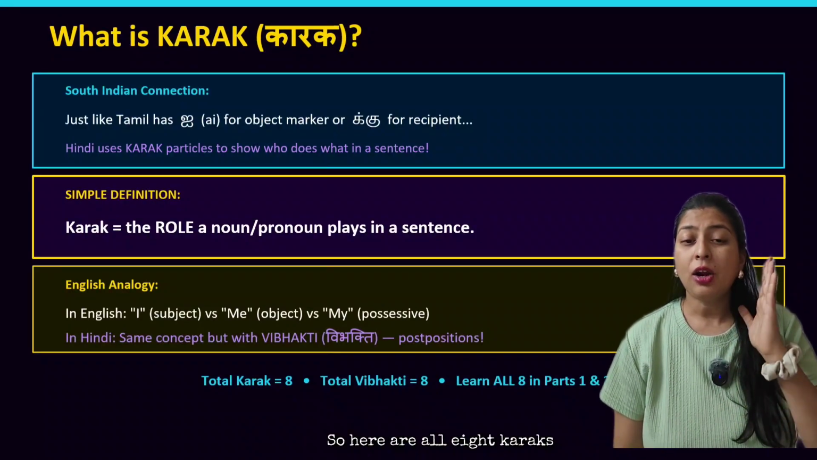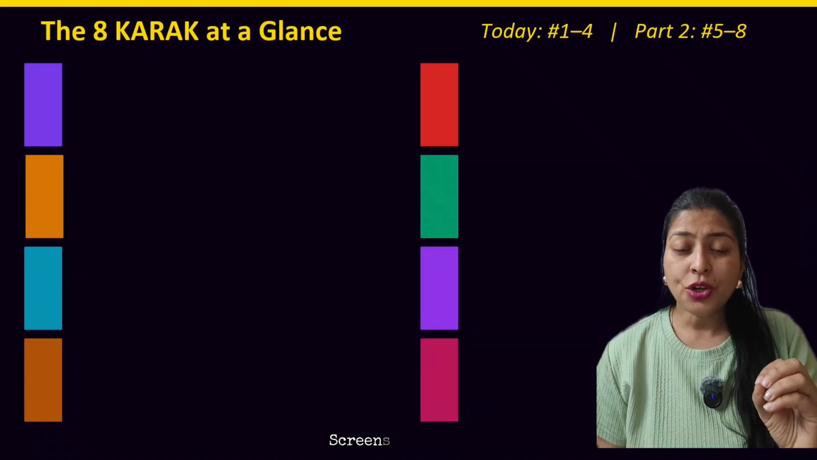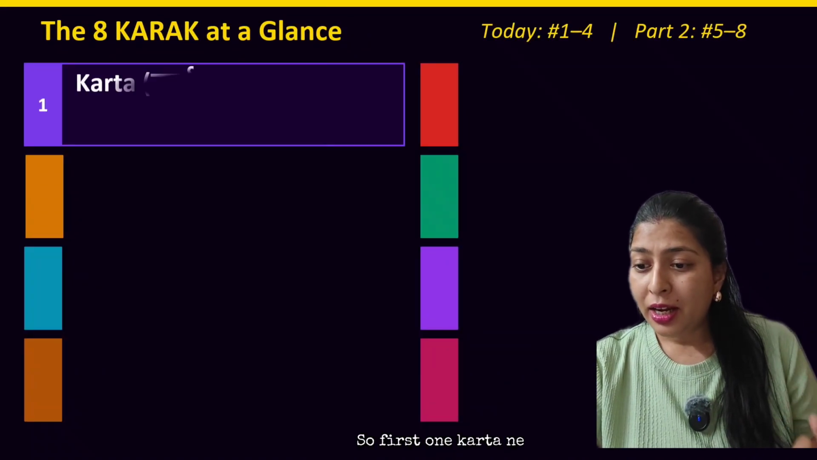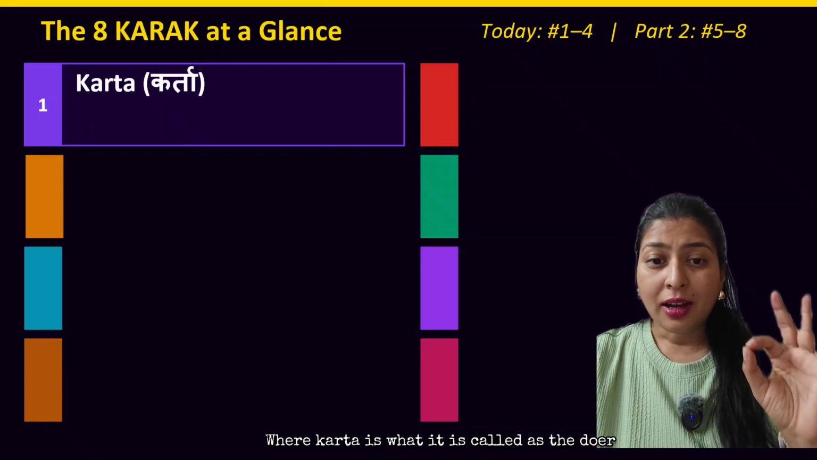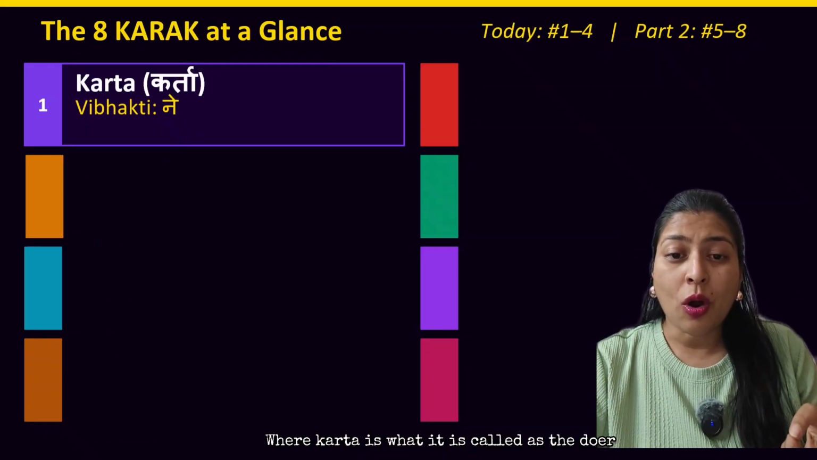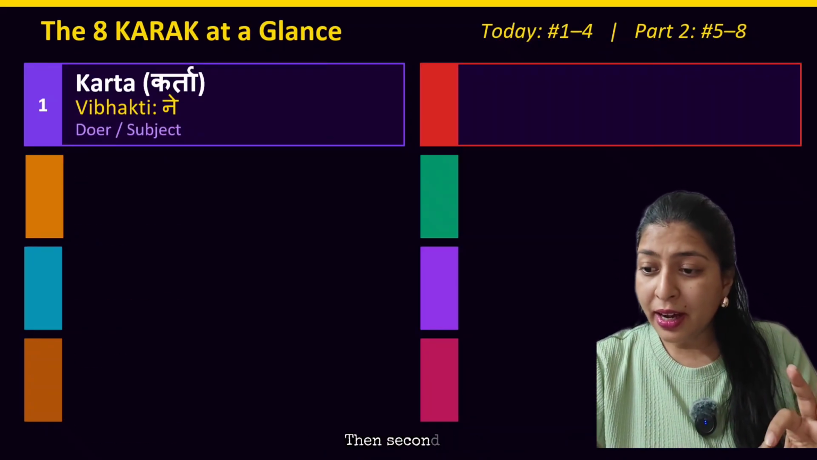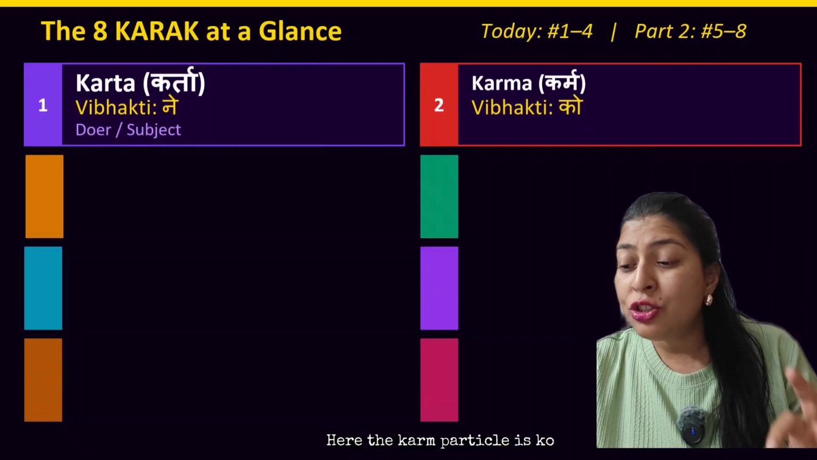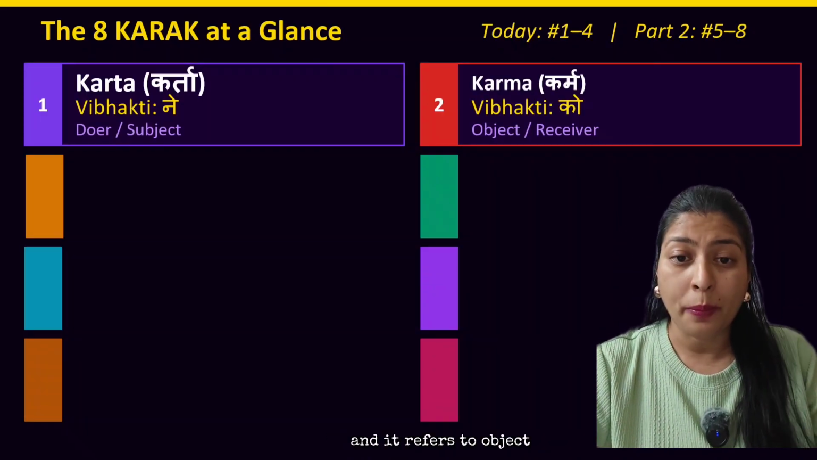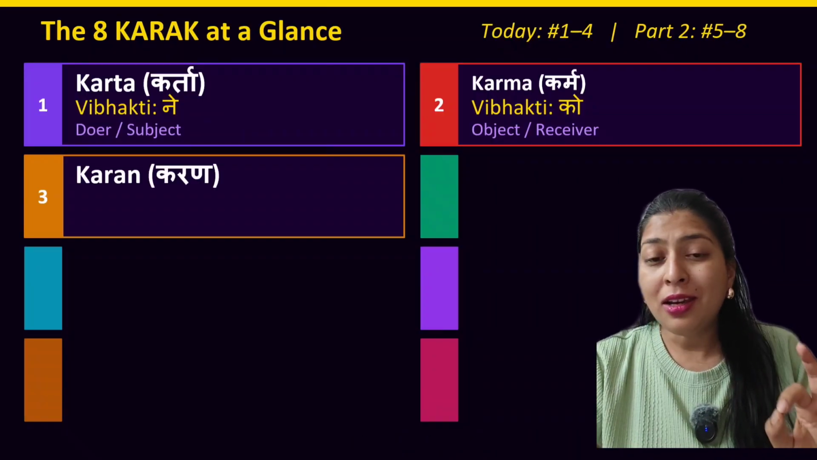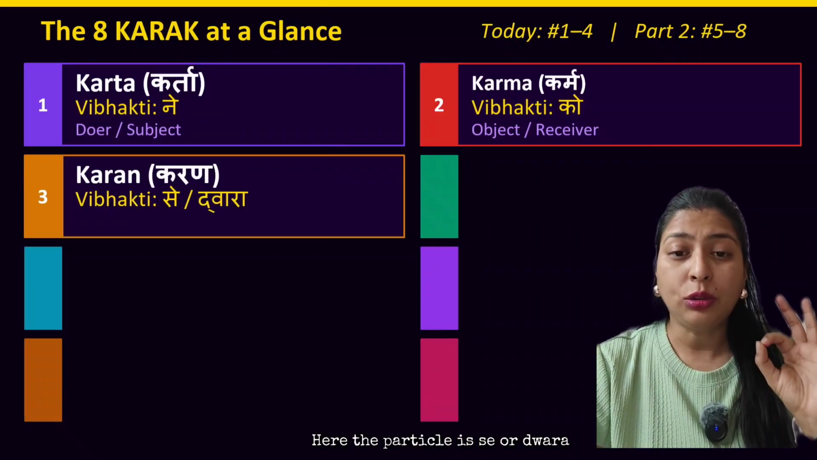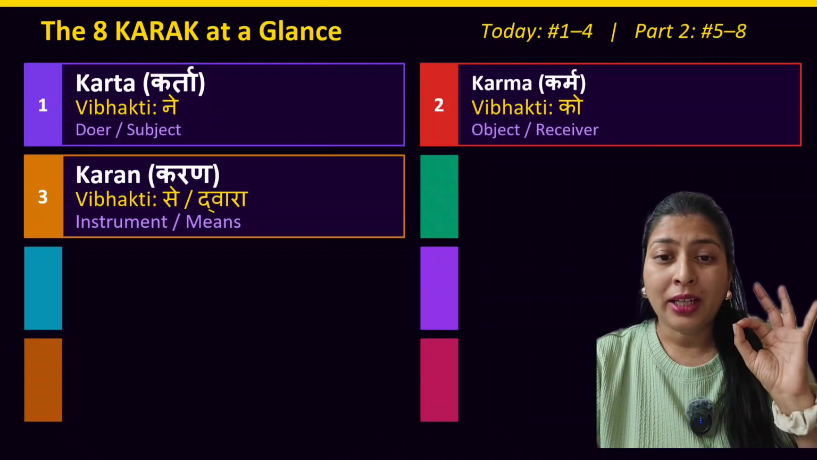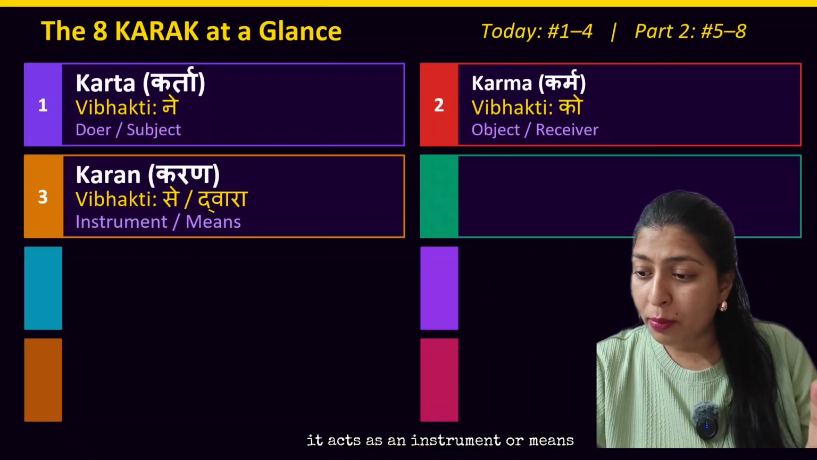So here are all 8 karaks. Screenshot this if you want. The first one, karta, with the particle ne, is called the doer. Then the second one is karm. Here the karm particle is ko and it refers to the object. Then karan. Here the particle is se or dwara, and it acts as an instrument or means.